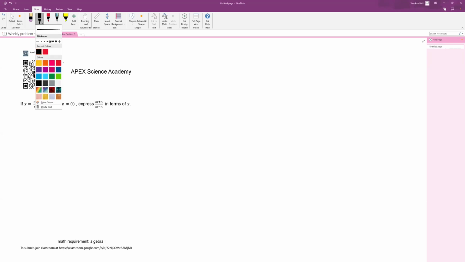So this week, we have a very interesting mathematical problem here. If we know that x equals m over n, and we also know that m is not equal to n, and n is not equal to 0, can we try to translate this expression in terms of x?